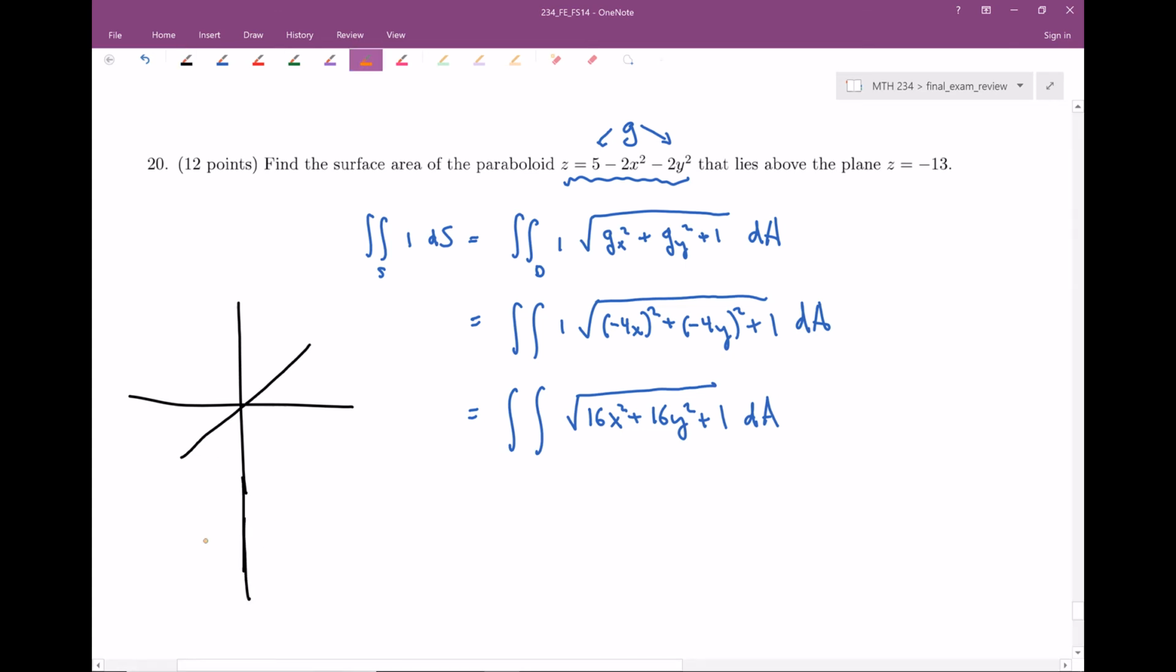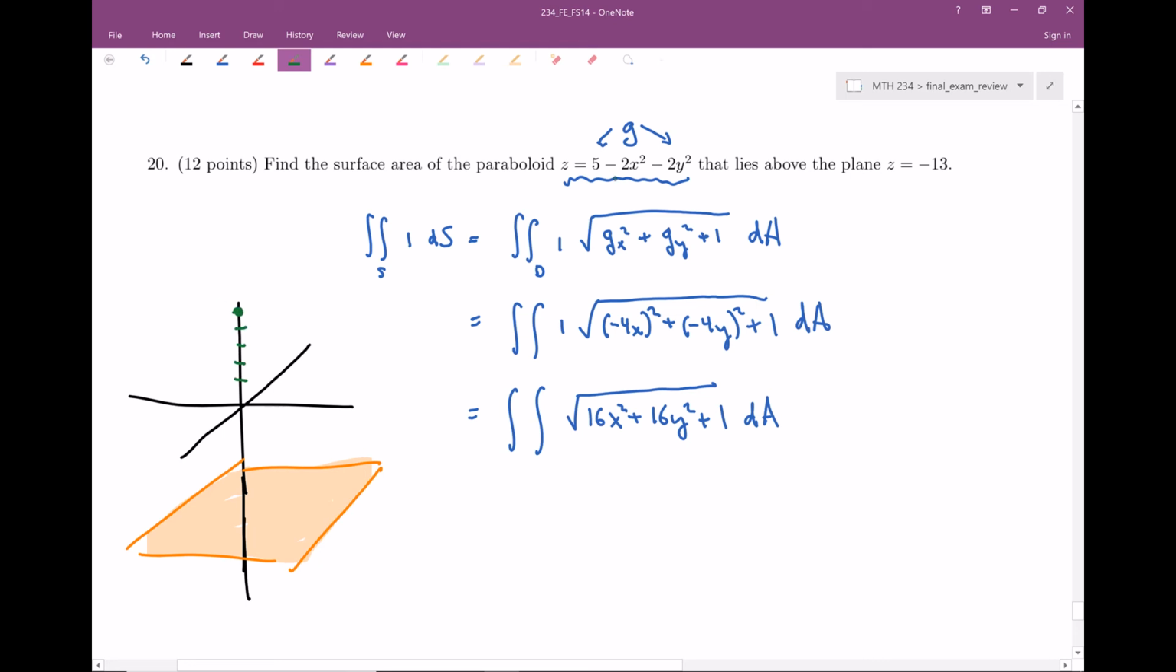And I could go ahead and maybe draw something like this, a nice plane down here. So there's the plane z equals -13. And we have this paraboloid. And maybe if I was to sketch this paraboloid here, 5 minus 2x squared minus 2y squared. So this is going to be the paraboloid. It's shifted up 5. So 1, 2, 3, 4, 5.